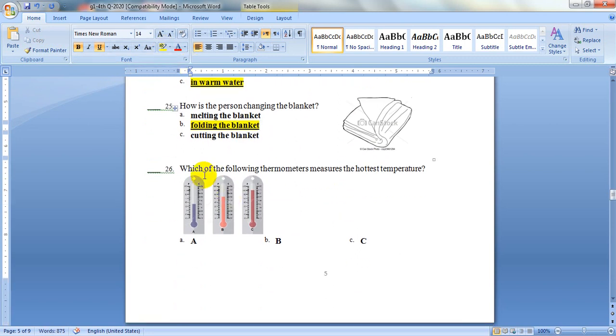26. Which of the following thermometers measures the hottest temperature? Letter A, B, or C? Which one do you think? It's letter C. Why did we choose letter C? Because the liquid inside the thermometer measures the highest number or the highest temperature. So it will be letter C.